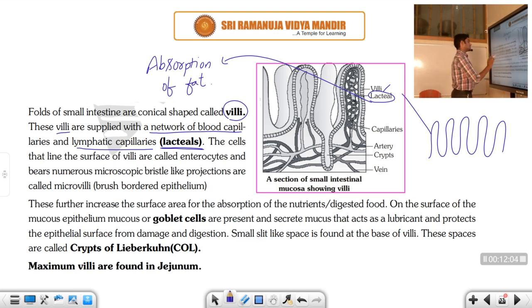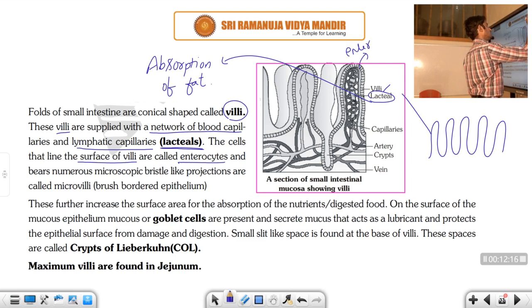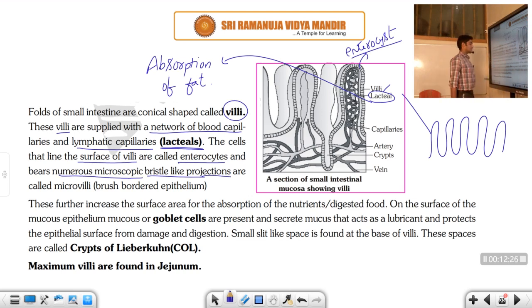Next, the cells of the free surface of the villi are called the enterocytes. You can see the free surface of the villi; all this free surface is called the enterocytes. What can the enterocytes do? Enterocytes have numerous microscopic bristle-like projections that we call the microvilli or brush border epithelium. It is made up of brush border epithelium.